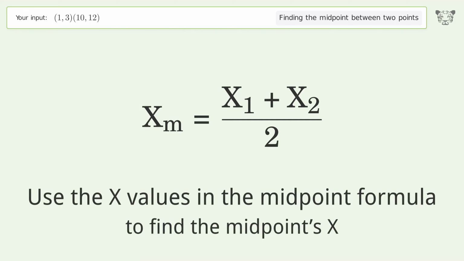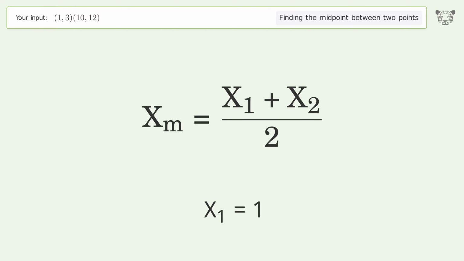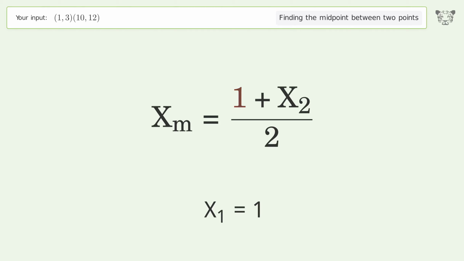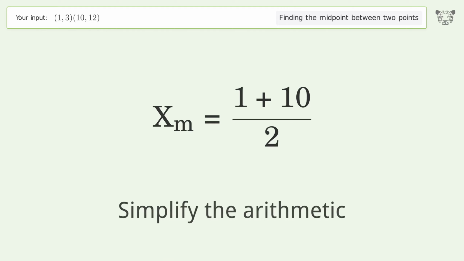Use the x values in the midpoint formula to find the midpoint's x. x1 equals 1. x2 equals 10. Simplify the arithmetic.